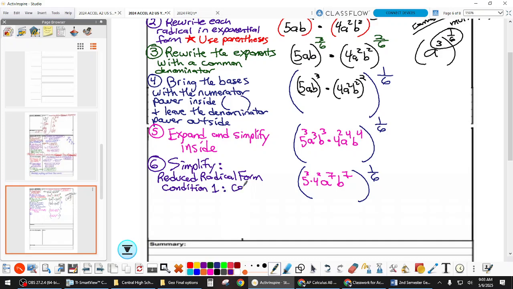Now you can use exponential or radical form. So which would you prefer? I'm not going to tell you which one to do, but just pick one that you like. I think we're more used to seeing this as a radical, right? But you don't have to do it that way.